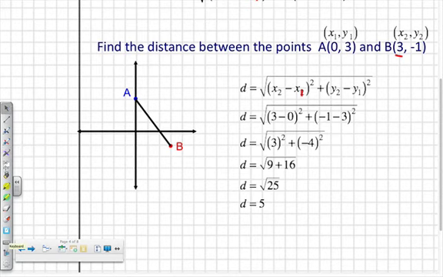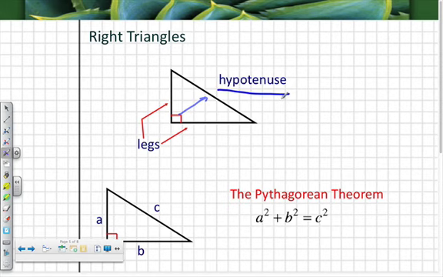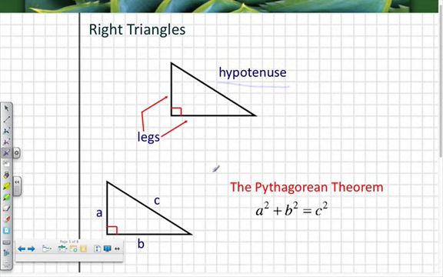So related to the distance formula is the Pythagorean theorem. So let's just do a little vocabulary here real quick. When you have a right triangle, the two segments that are connected to the right angle are called the legs, and then the segment that is across from the 90 degree angle is called the hypotenuse. We'll use that vocabulary quite a bit.